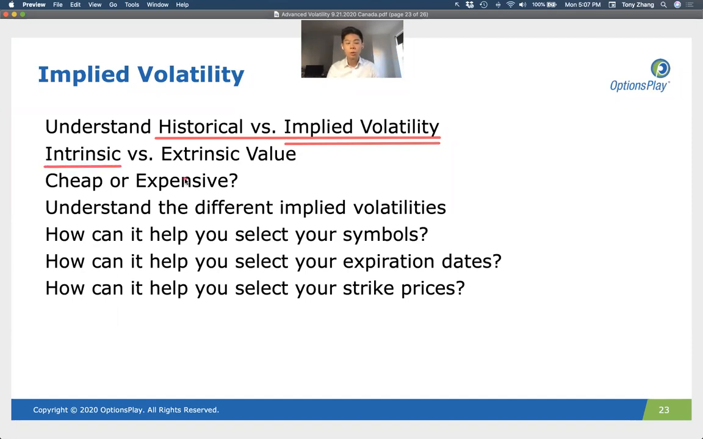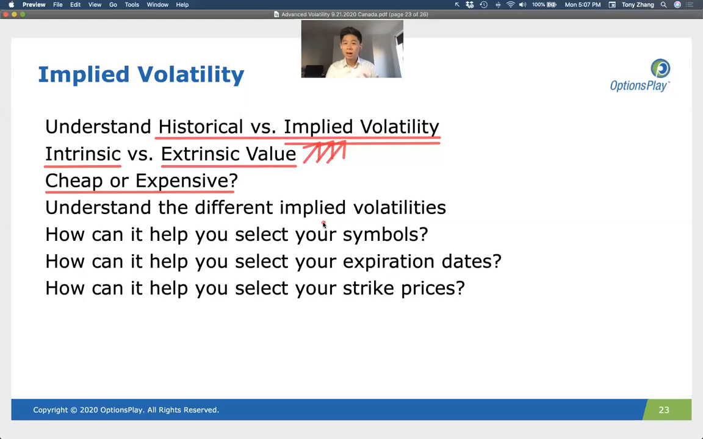The intrinsic value will never change unless the stock price changes. The extrinsic value will change even if the stock price doesn't change, as long as the market expects the future volatility to either be more volatile or less volatile. So it's important to understand that extrinsic value component, because the extrinsic value component is actually what's being used to calculate implied volatility. Now, once you calculate implied volatility, it's generally used to give you a better sense for whether something is cheap or expensive.